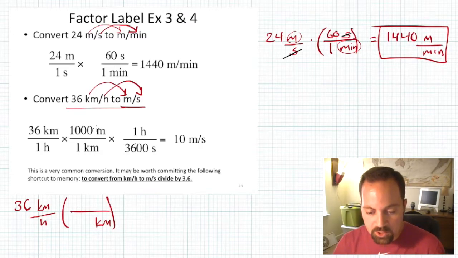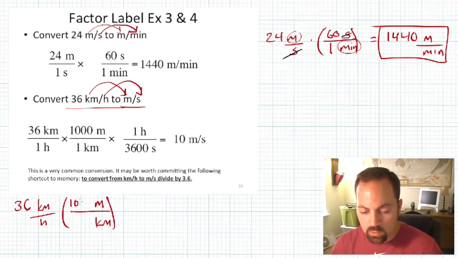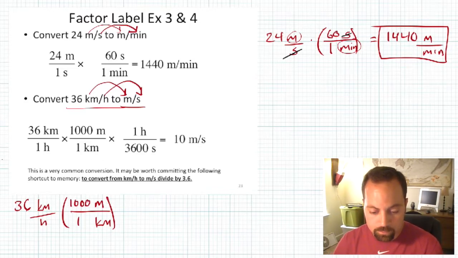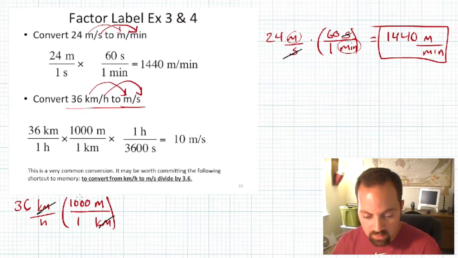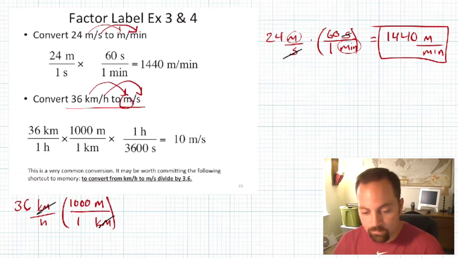And I want to convert that to meters. So how many meters in a kilometer? There's 1,000 meters in a kilometer. Kilometers goes away. I'm left with meters in the numerator, which is what I want. Good. So now it's just a matter of converting hours to seconds.